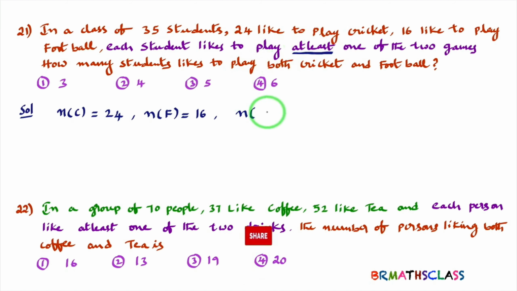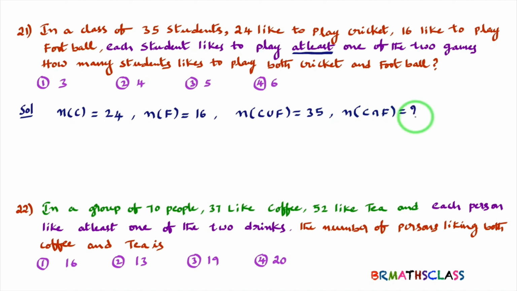Okay. So what you need to understand here, n(C union F). n(C union F) is 35. This is the point you need to understand. In the question, they did not mention directly that n(C union F) is 35. After reading the question, you need to understand n(C union F) is 35. Once you understand this, the rest of all are very easy. Okay, right. Now, you see this, what they are asking. How many students like to play both cricket and football? How many students like to play both? That means C intersection F.